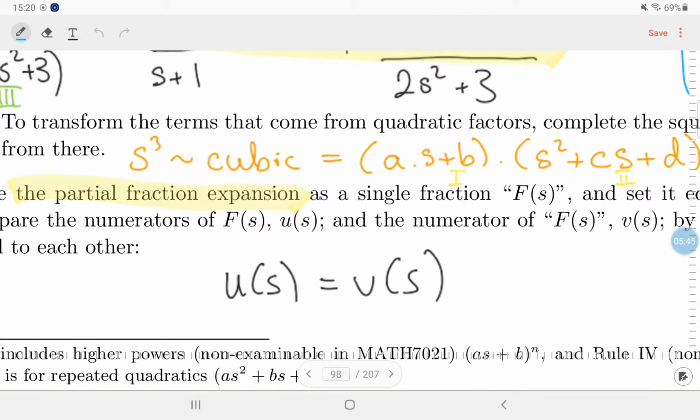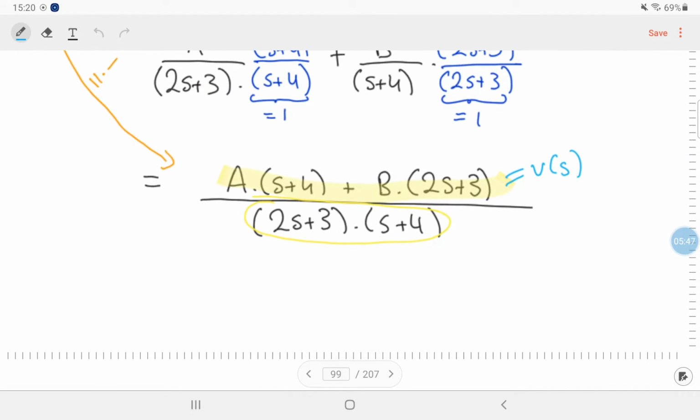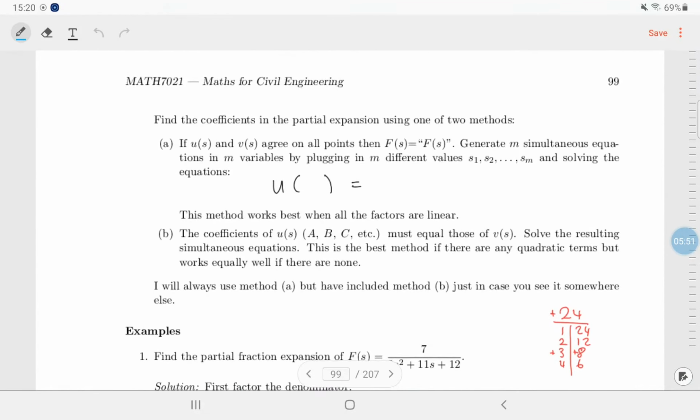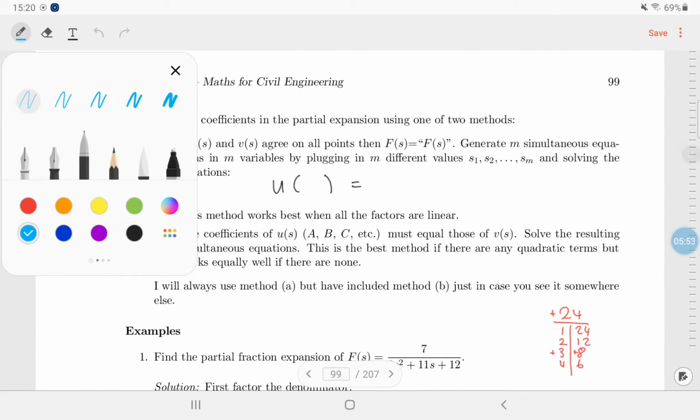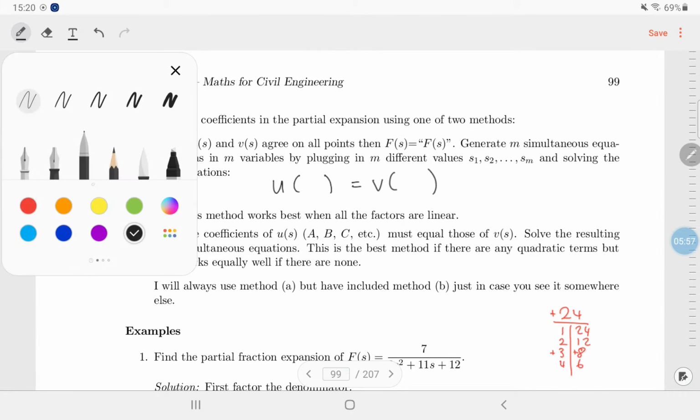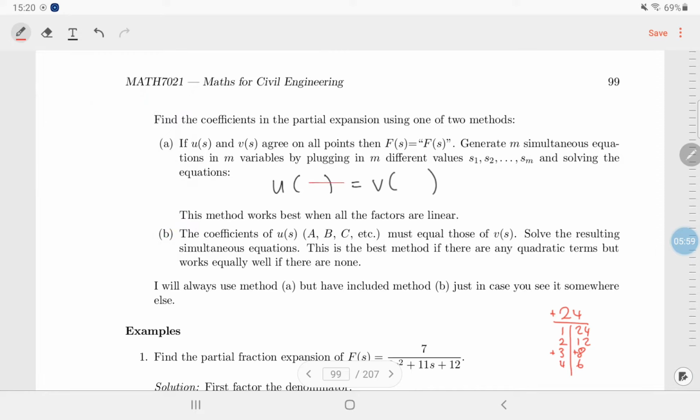Set the top of the left equal to the top of the right, if you can do it so that they have the same bottoms. So now you've got two options. The one that I'm recommending is that you take the U and the V and you just sub in different values of S. Usually you'll be able to do this in a clever way, and you'll see the clever way as we go.